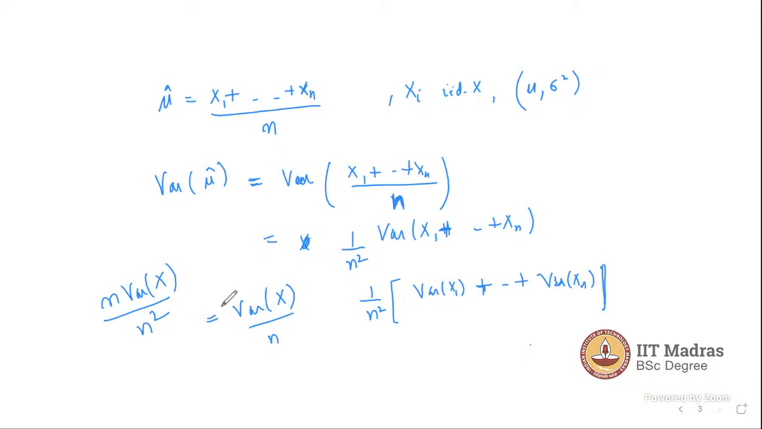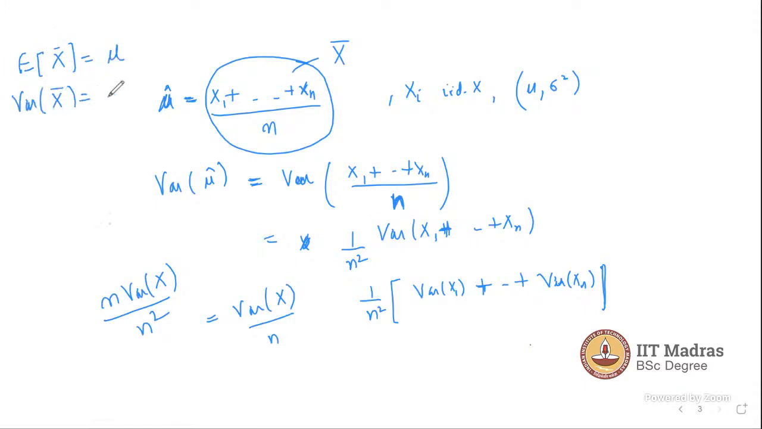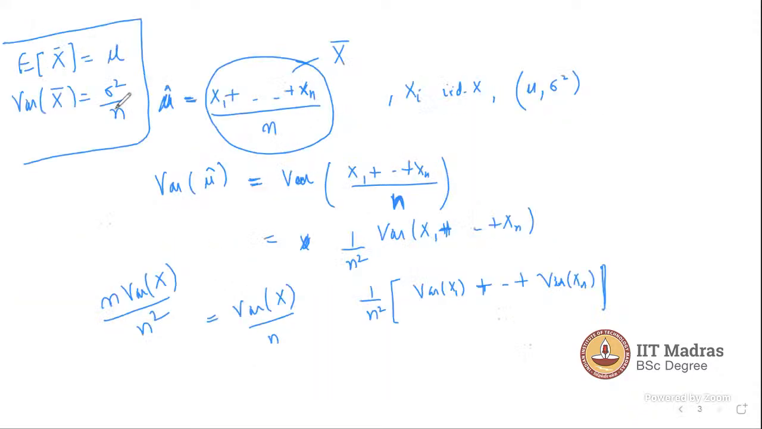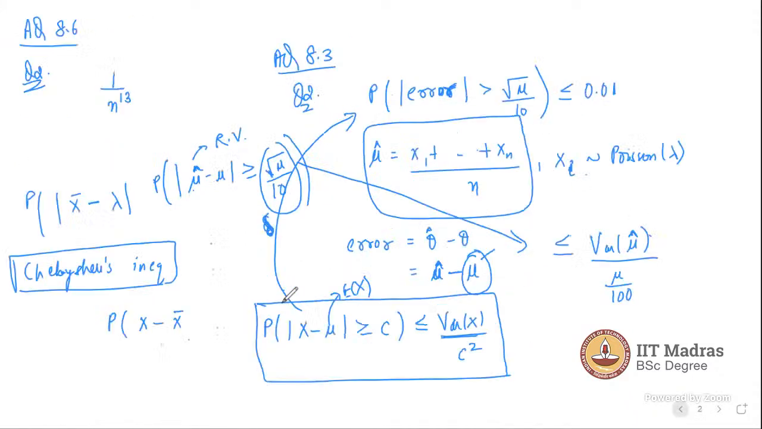Always remember that this mu hat is nothing but your sample mean x bar. Whenever you have the sample mean, the expectation of the sample mean comes out to be mu, and the variance of the sample mean comes out to be sigma square by n. Keep this in mind, it is very useful. So if I go back here, I found it is sigma square by n, variance of x by n. So what is variance of mu hat? Sorry, variance of x. So what is variance of x?